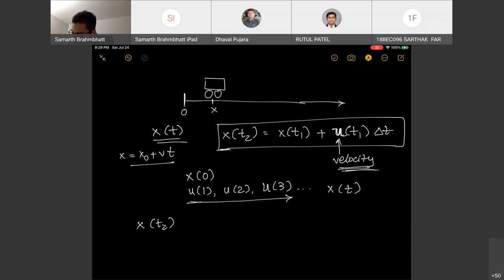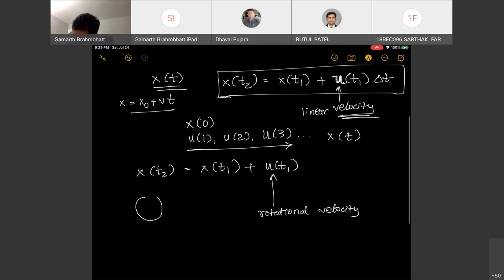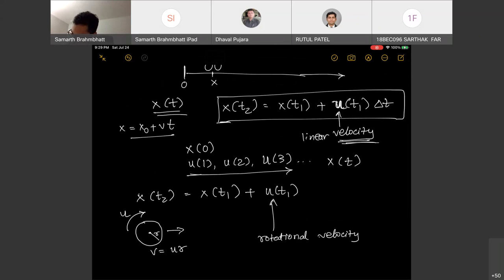You convert that rotational velocity. Any kind of input, we are still going to call it u. But now this u here is a rotational velocity. So let me write down linear here, and this is rotational velocity, which means if I have this wheel and it is moving forward, but it has some rotational velocity u, then if the radius of the wheel is r, we know that the linear velocity is u times r, right? So here we will do u of t1 times the radius of the wheel times the delta t. And this delta t is just t2 minus t1.